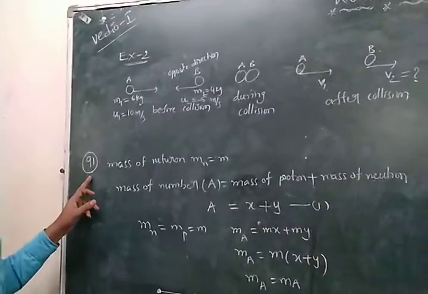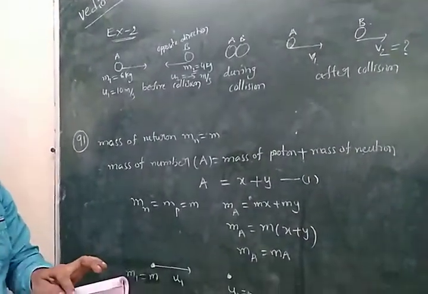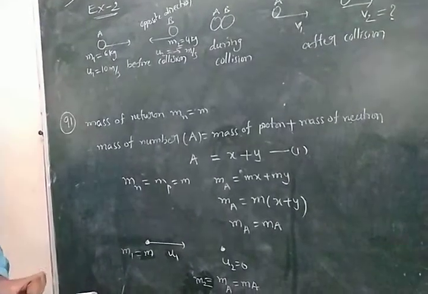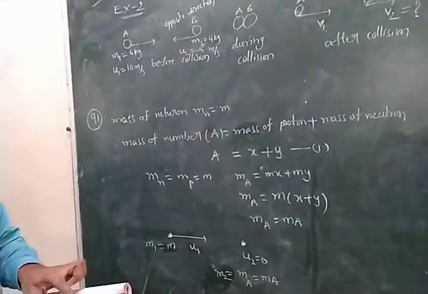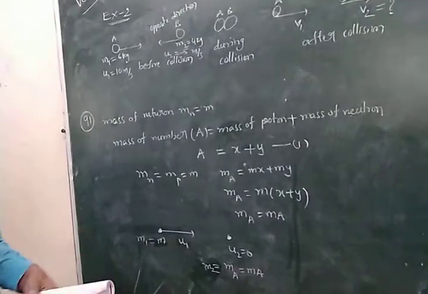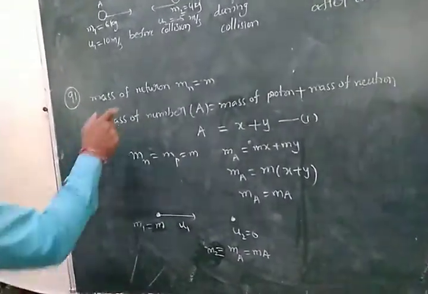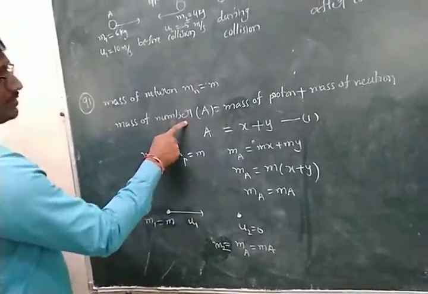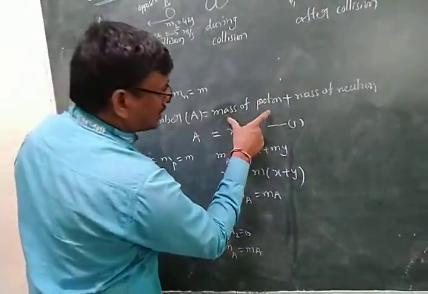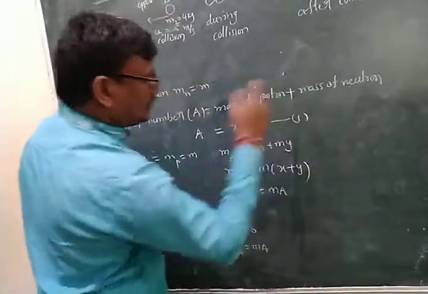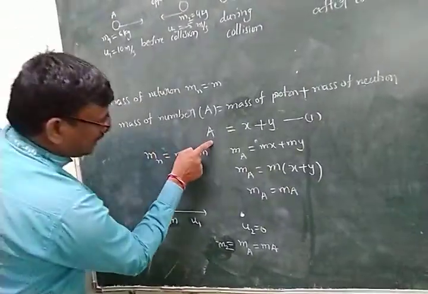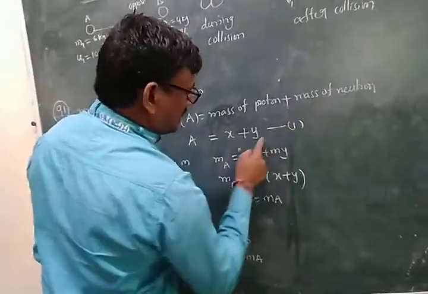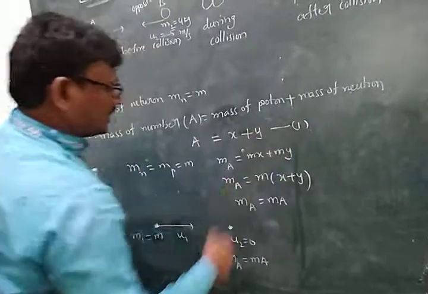See, question number 91. A neutron moving with certain kinetic energy collides with an atom of mass number A. Find the fractional kinetic energy retained. The mass of neutron is Mn. The mass number is nothing but the sum of mass of proton plus mass of neutron. The mass number A is equal to mass of proton, considered by X, plus mass of neutron, considered by Y. This is considered equation number 1.